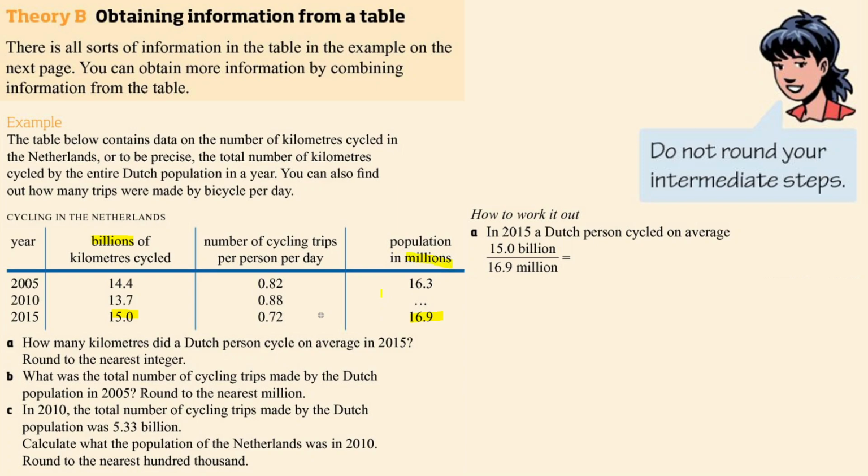And that's why it's important to know how to work with big numbers, which you were practicing in the prior knowledge. I would make billions millions, so 15 billion is the same as 15,000 million divided by 16.9 million. And on your calculator, you just punch in 15,000 divided by 16.9, and you find approximately 888 kilometers. They say here do not round at your intermediate step. Luckily, I don't have an intermediate step here that I can really round to, so here it's okay to round. And round to the nearest integer. Okay, integer, hele getallen. That's what I did here.